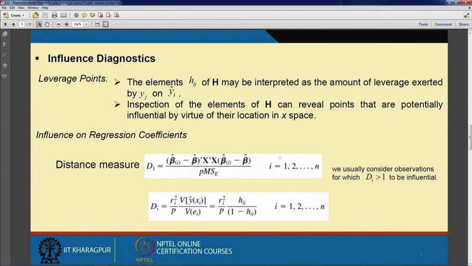Here you may be thinking that you are required to go for n number of regressions. It is not so, because we have the hat matrix. From the hat matrix, this D_i can be computed like this. r_i is the studentized residual, which you also know. p is the number of parameters to be estimated, known, and h_ii comes from the hat matrix. So if any D value is more than 1, that is influential.